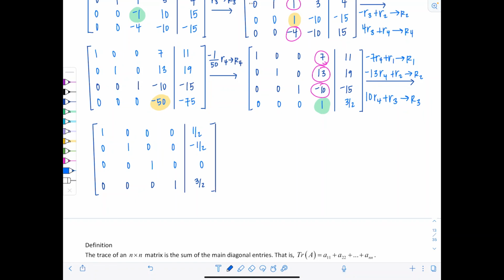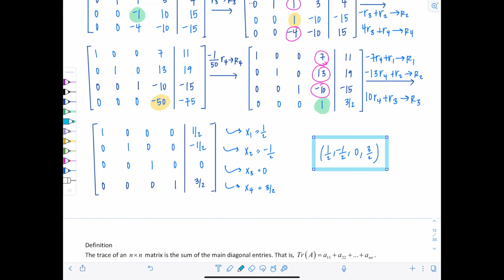Okay, so we've got that x1 is equal to 1/2, x2 is equal to negative 1/2, x3 is equal to 0, and x4 is 3 halves. Okay, so you could list out everything as an ordered, I don't know, do you say quadruple?